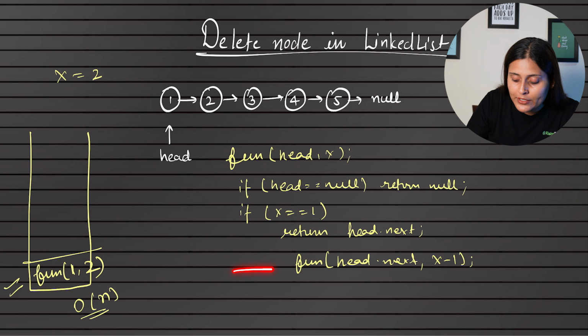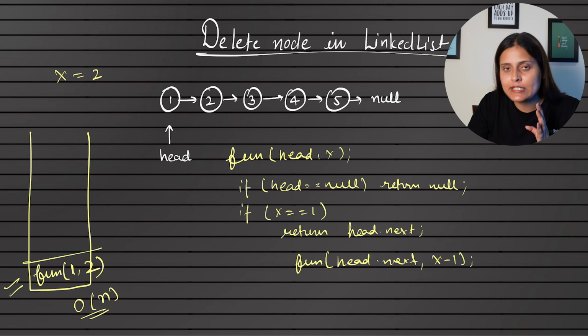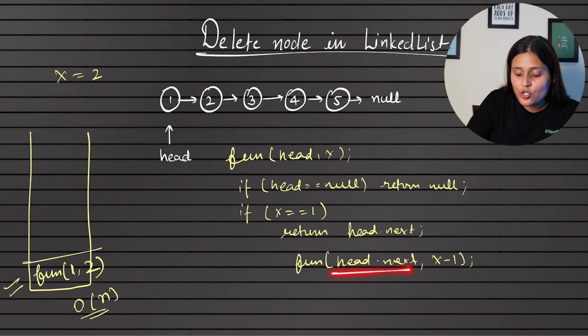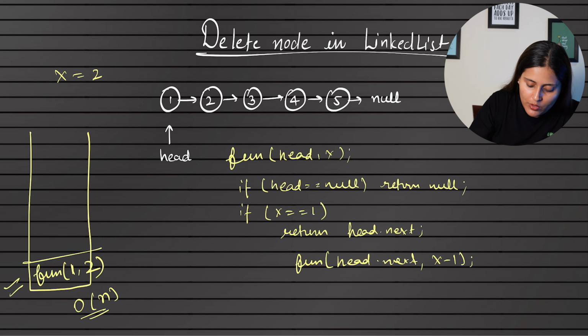Now what we write here, return statement or something else, that we will see later. So in the next call, what will we save? Head dot next, which is 2, and x minus 1. So initially x is 2, so next time x is equal to 1. So next time the function will have head 2 and will have x 1.